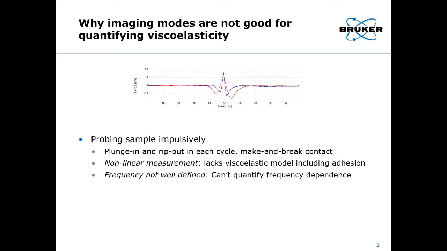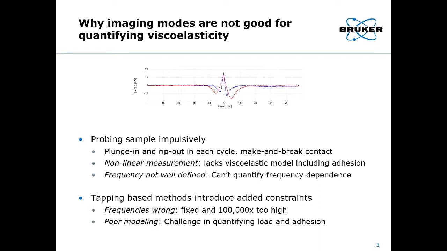In imaging modes like tapping mode or PeakForce Tapping, which PeakForce QNM is based on, you typically want to go as fast as possible and minimize the time in contact with the surface. This is in conflict with the needs of rheologists, who want spectra that span low frequencies. This need for speed leads you to probing the sample impulsively, breaking the tip-sample contact in every cycle. The measurement is not linear, making the modeling difficult. And the nominal frequency is not the only frequency, so the frequency is not well defined, and this prevents direct comparison with bulk DMA.